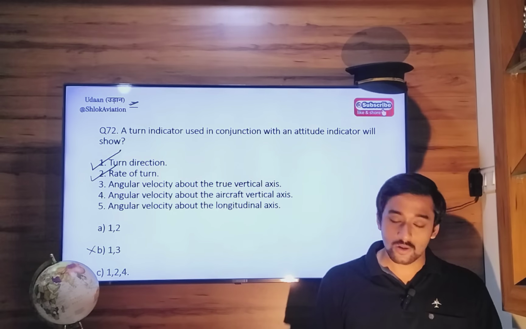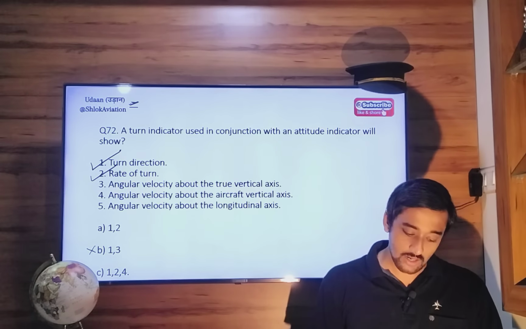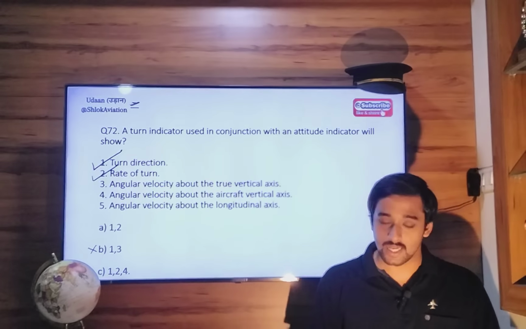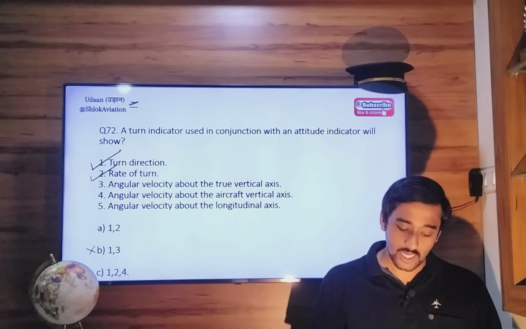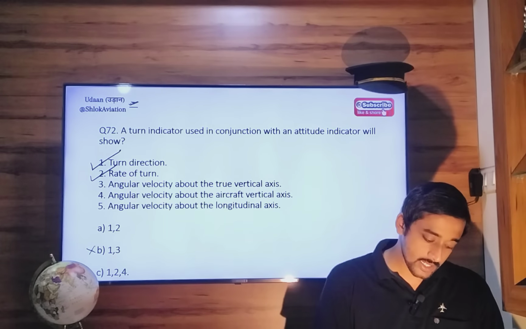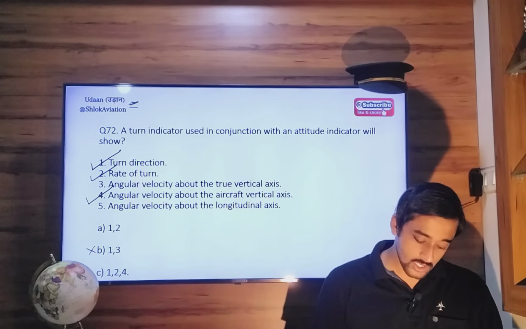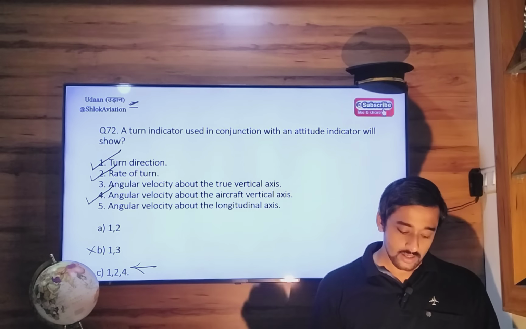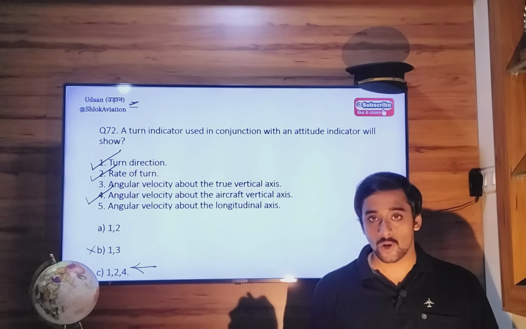Angular velocity about the true vertical axis, angular velocity about aircraft vertical axis, angular velocity about longitudinal axis. So the correct answer is option 4. So option Charlie is the correct answer. Statements 1, 2 and 4 are the right ones.